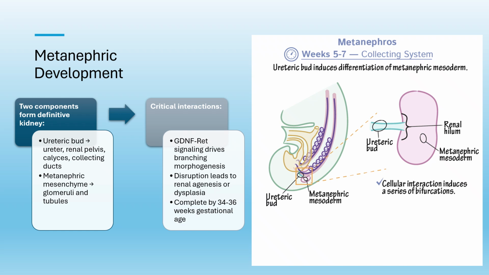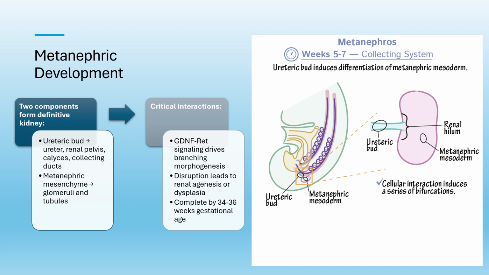What drives this complex choreography? GDNF-Ret signaling serves as the primary molecular conversation between these tissues. GDNF, secreted by the mesenchyme, binds to Ret receptors on the ureteric bud, triggering branching morphogenesis. This signaling must be precisely regulated. Too much causes cystic kidneys, too little results in hypoplasia or agenesis.